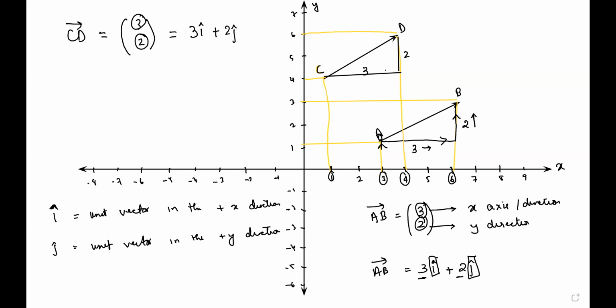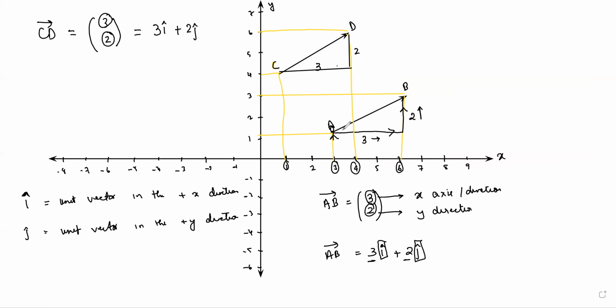Now, this idea of the component of a vector can also be used to find the length of the vector. So if the vector is 3 units in the x direction and 2 units in the y direction, and we know this is 90 degrees, we can use Pythagoras theorem to find the length of the vector CD or the vector AB, which is written as the magnitude of vector CD. It will be square root of 3 squared plus 2 squared, and that's square root of 9 plus 4, which is square root 13.